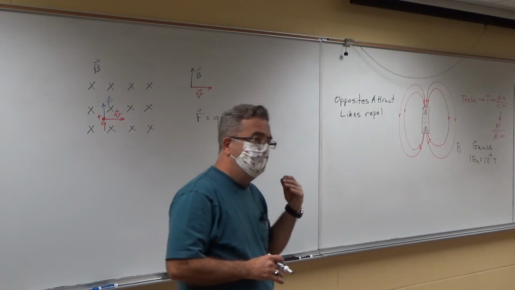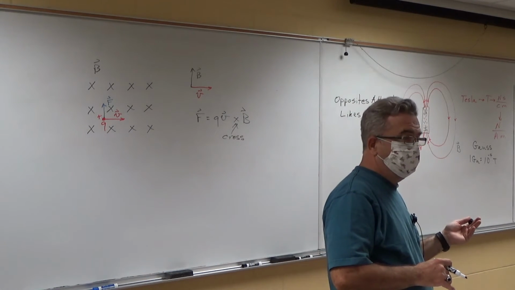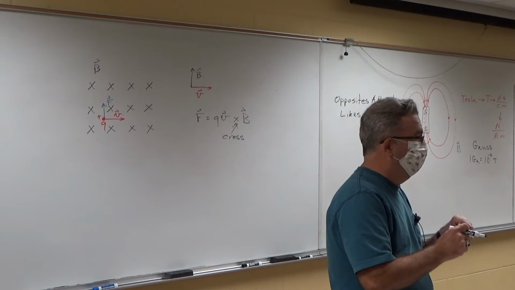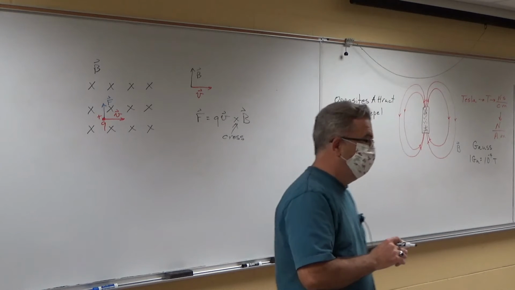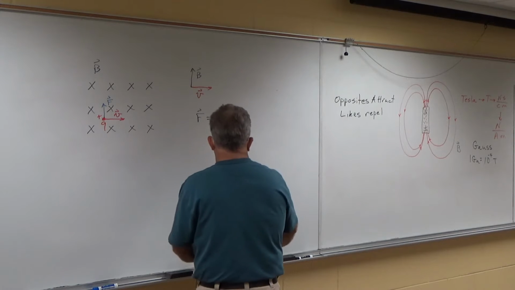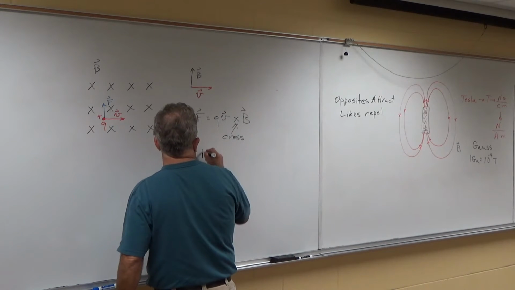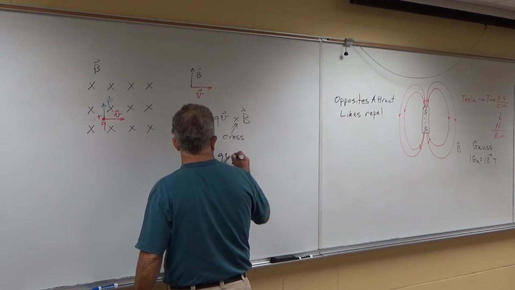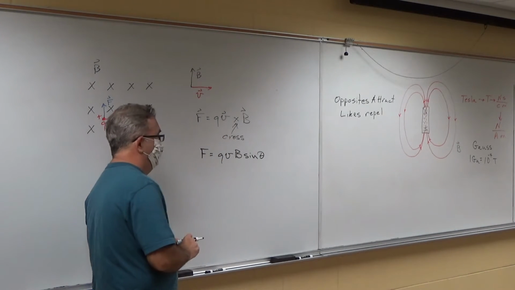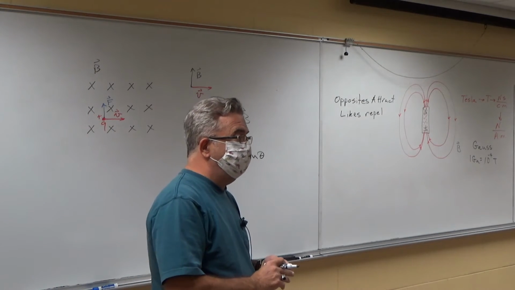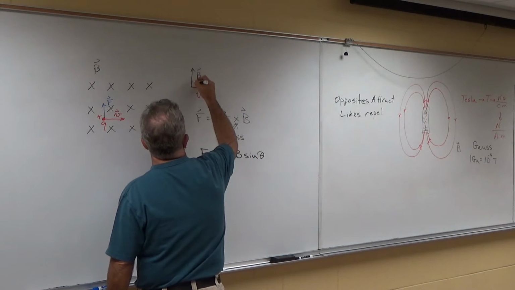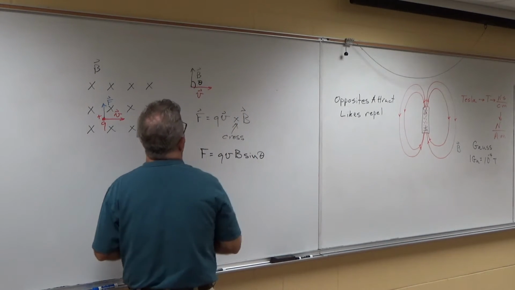Remember with the dot product or scalar product, you multiplied two vectors and the output was a scalar, a number. This gives you a vector. The magnitude of F is equal to QVB sine theta. The dot product is cosine, the cross product is sine, where theta is the angle between V and B.